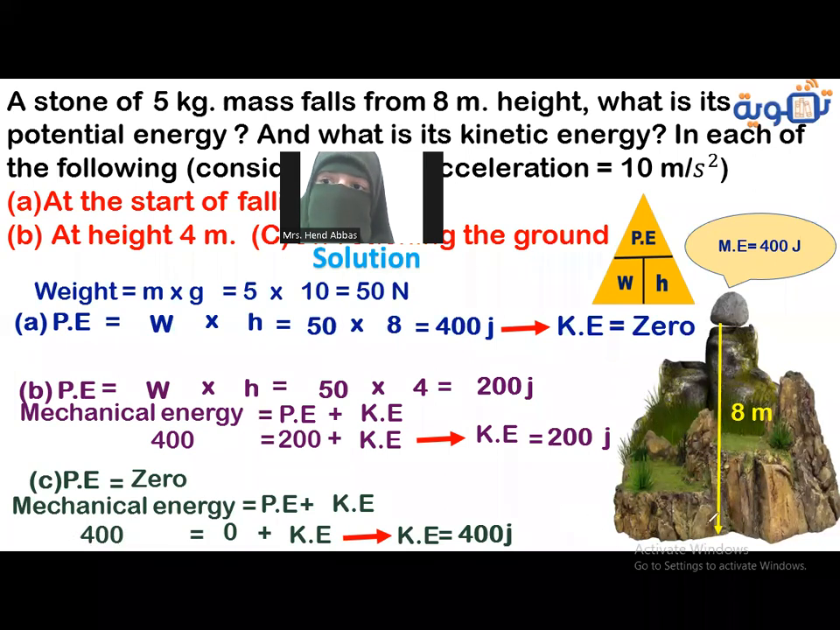On reaching the ground, all of the mechanical energy changed into kinetic energy. All of the mechanical energy is kinetic energy, because the potential energy here is 0. So the mechanical energy equals kinetic energy.